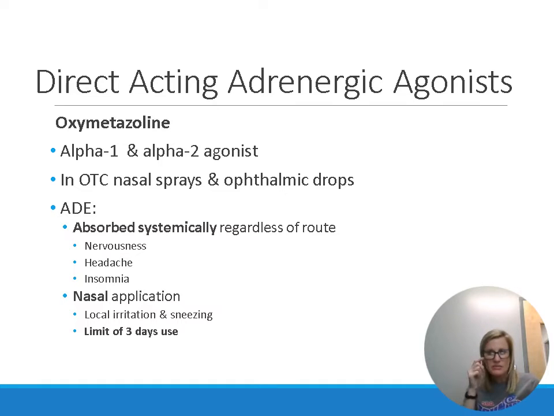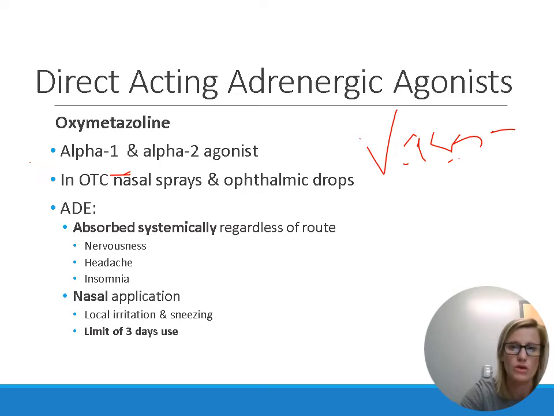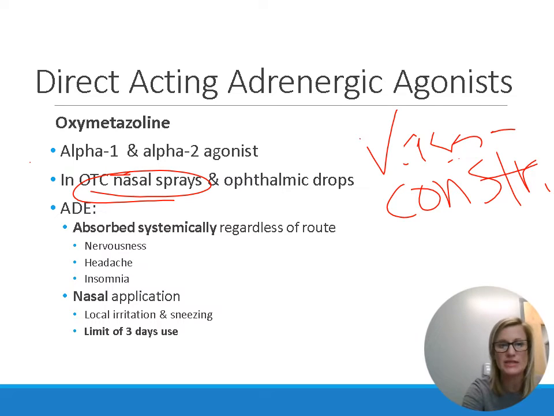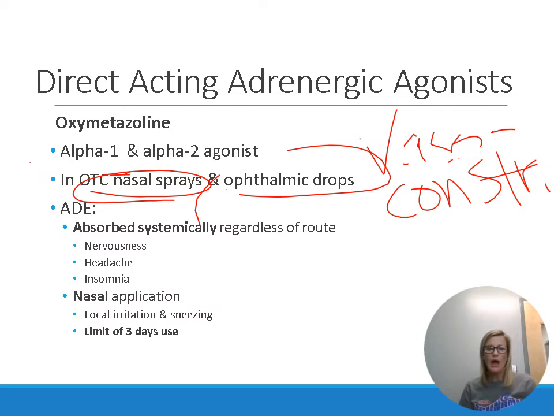Oxymetazoline. Oxymetazoline is an alpha-1 and alpha-2 agonist, so primarily an alpha agonist. The alpha-1 stimulation causes vasoconstriction. That's predominantly what we're seeing with oxymetazoline. So oxymetazoline is in OTC, over-the-counter nasal sprays, and ophthalmic drops.